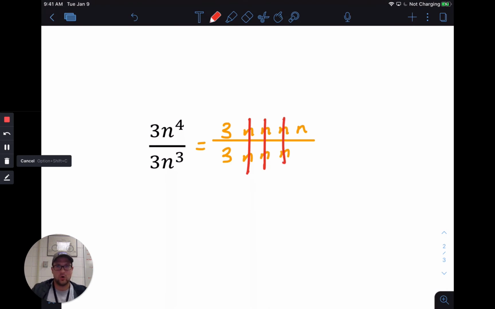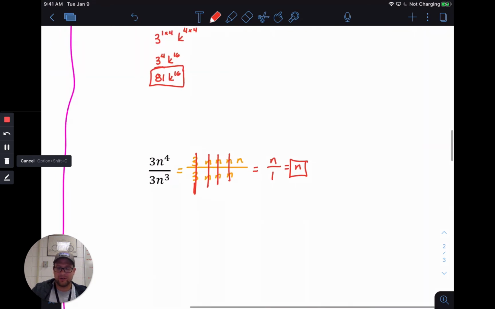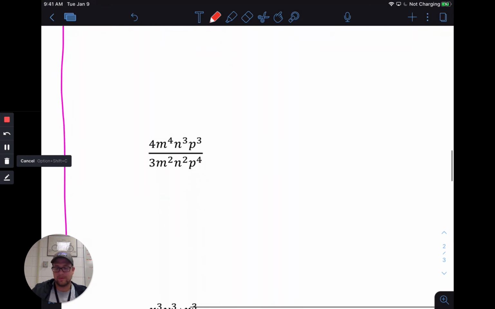In this case, no. Did you notice that we have a 3 on top and a 3 on the bottom? Those two can cancel off as well. So what am I left with? I'm just left with n on the top, and then to hold the fraction, we put a 1 underneath it. Now we know that anything divided by 1 is just itself, so this is the same thing as just writing n. Nice job. That one simplified really nice. Let's go to the next one.